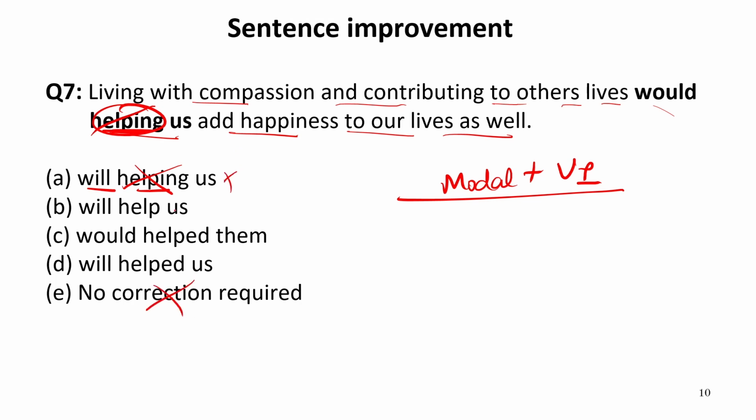No improvement cannot be the answer. Will help us. Now, will is a modal, then help is a verb first form, us. Now, again in C, would helped. This is incorrect. Will helped is again incorrect.